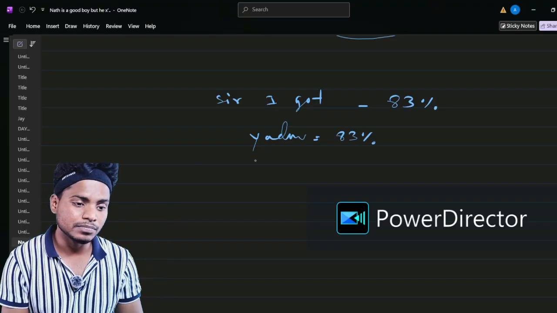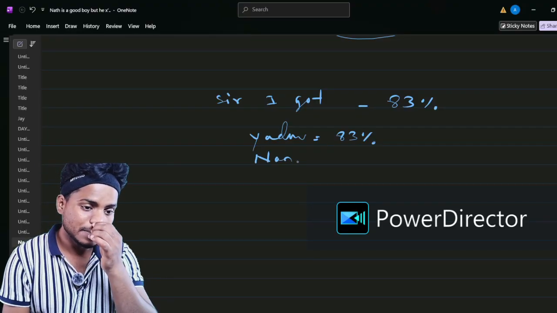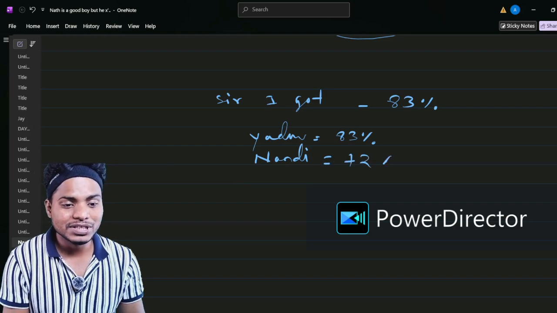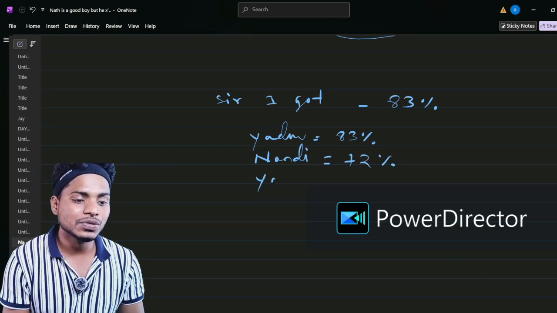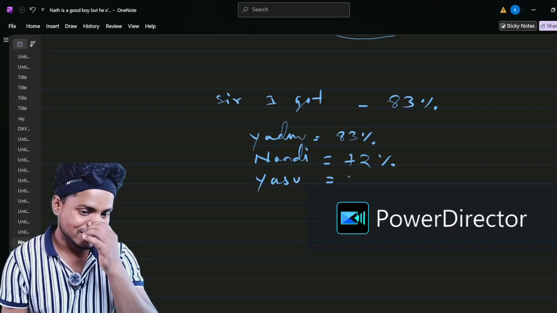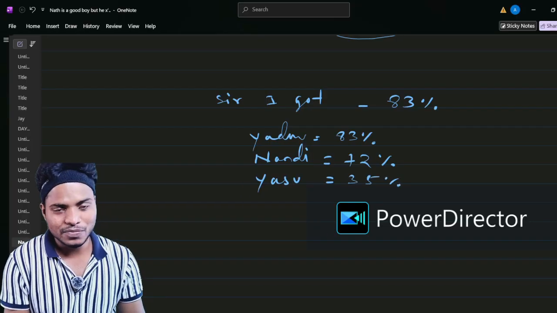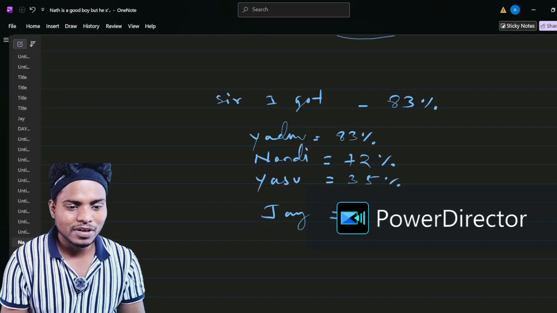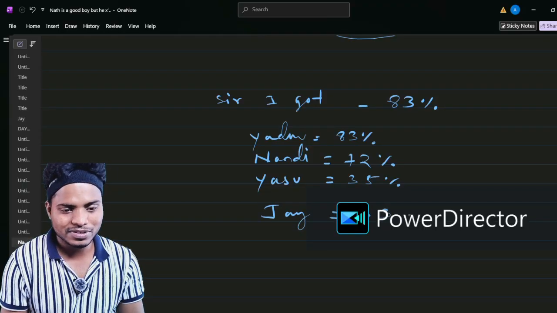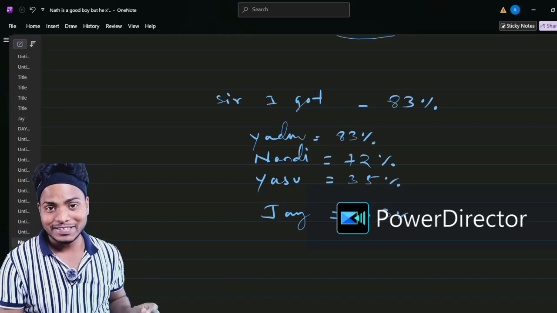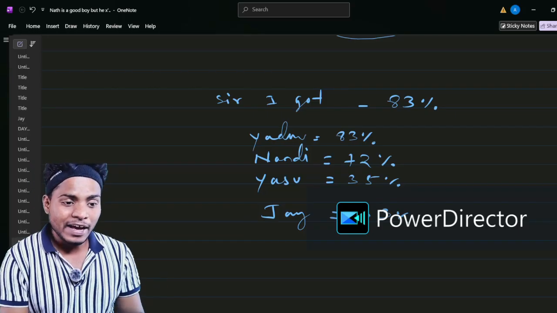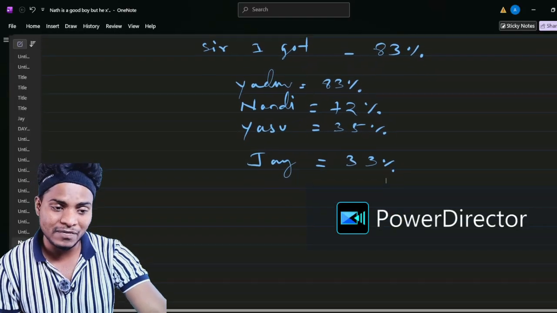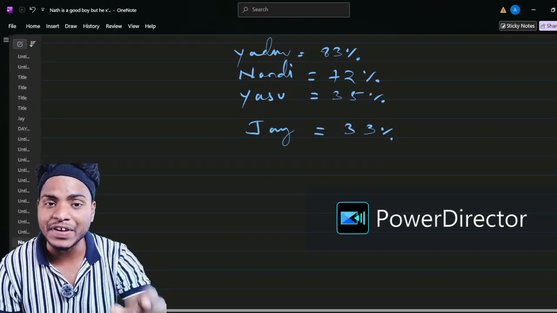Like we have Nandi, who got 72%, and Yasu got 35%. I is the weakest one in the class. And Jay, that's me, who got 33%, just a pass mark. Okay, that's very sad for me. So if I have this type of data, what should I do? How will I store them? Definitely, I'm going to use a vector like this.